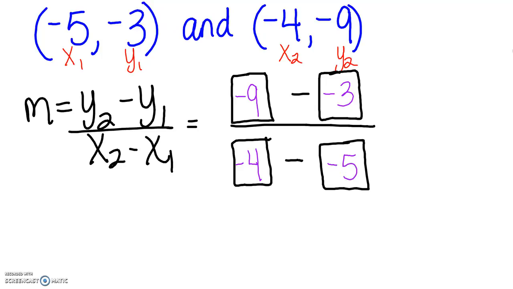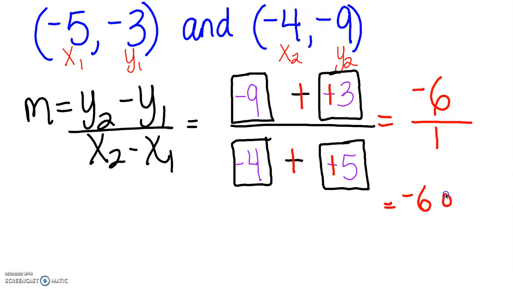So now we have to remember our rule of integers. Add the opposite, add the opposite. And now we're going to combine. -9 plus 3 is -6. -4 plus 5 is +1. So your rate of change or your slope is -6, or you can express it -6/1.